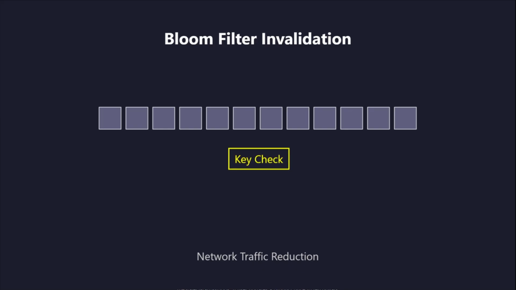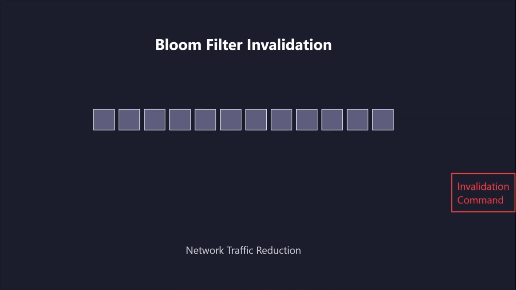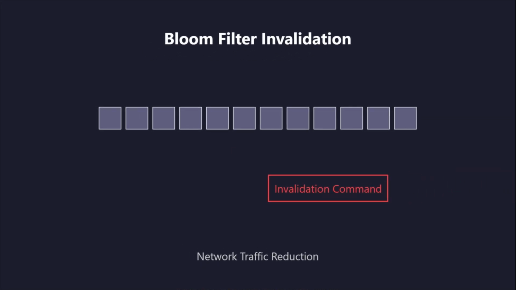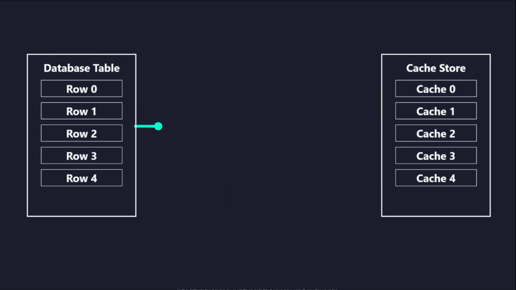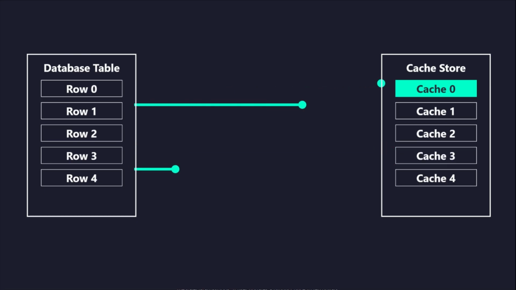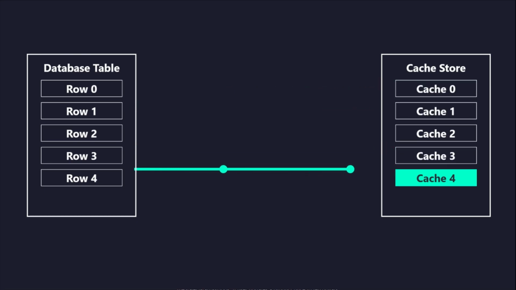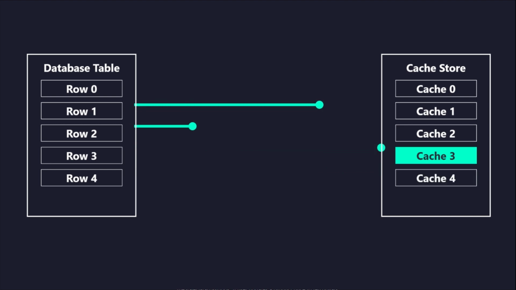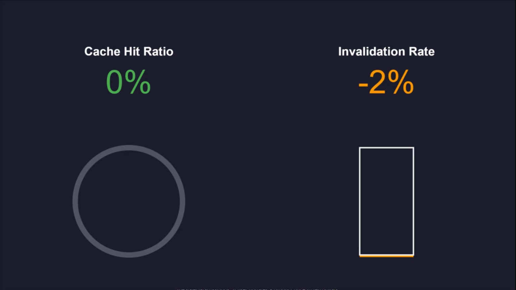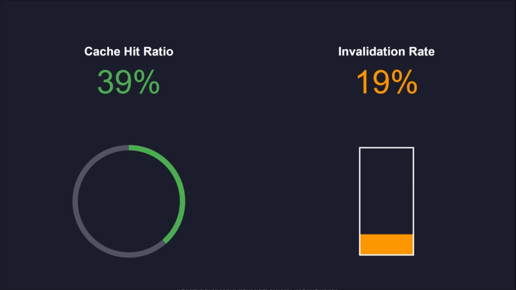Use Bloom filters to quickly check if a key might be in the cache. This saves unnecessary invalidation commands for keys that were never cached in the first place, reducing network overhead in clusters. Logical replication provides a high-level stream of data changes. Unlike physical replication, it describes changes in terms of table rows, making it the perfect source for precise per-key cache invalidation logic.